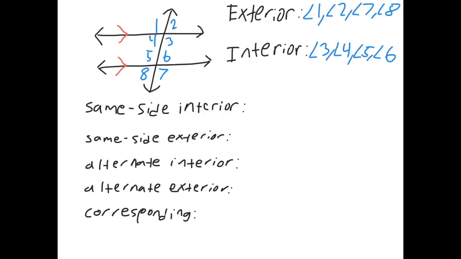So the first set we have is same side interior angles. So what that means is you look for angles that are on the same side of the transversal, the ones right here, and we're looking for the interior ones. So these are all on the same side, and these are interior angles. So angle 3 and angle 6 are same side interior angles.